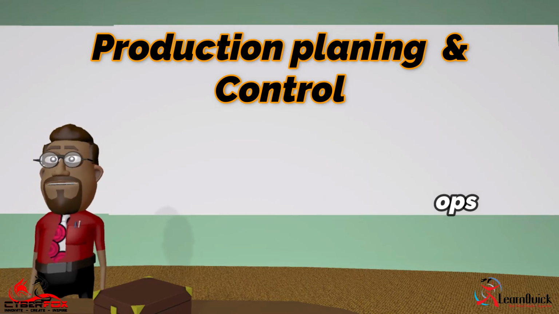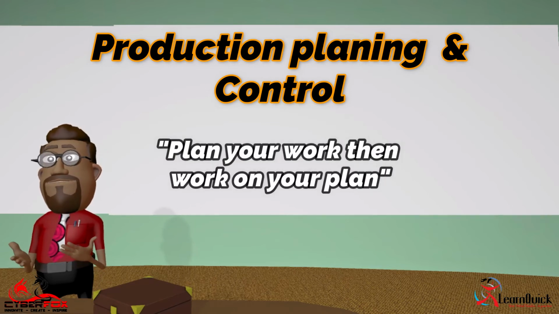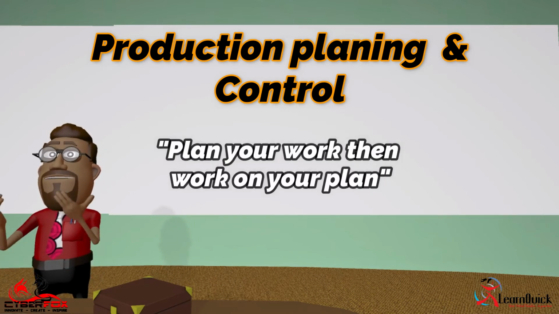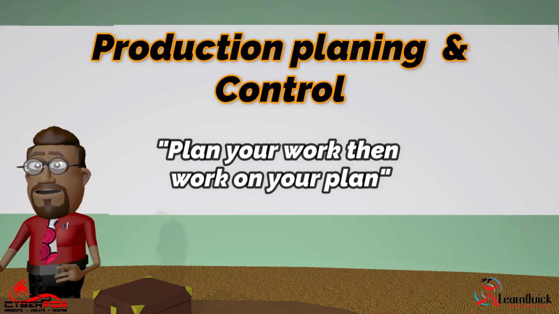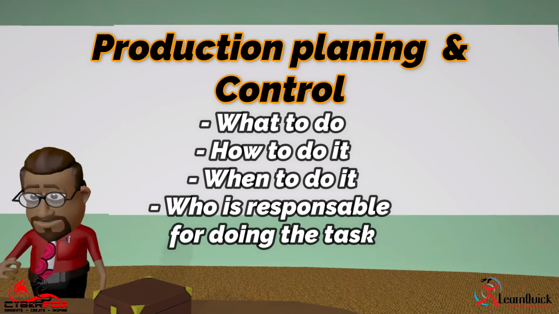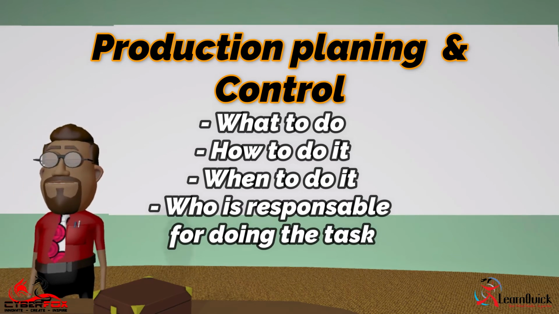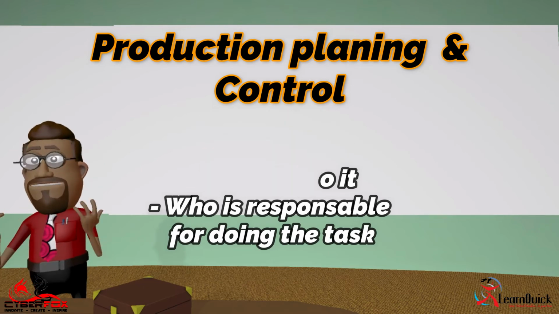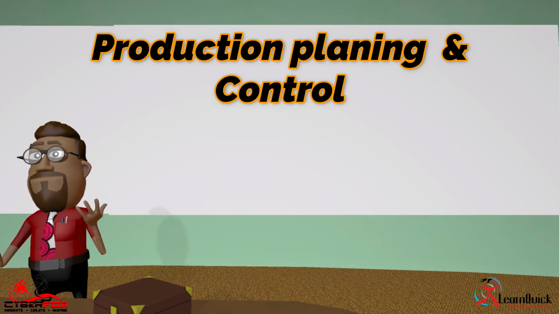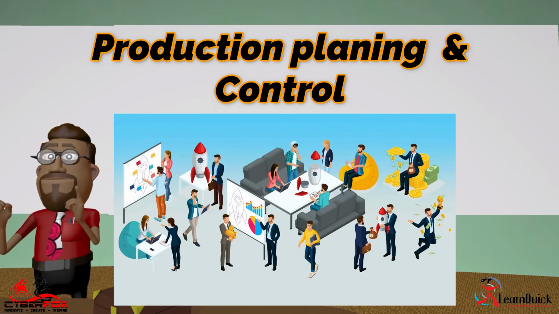The principle of production planning and control lies in the statement, first, plan your work, and then work on your plan. Planning requires you to decide in advance what to do, how to do it, when to do it, and who is responsible for doing the task. Planning bridges the gap from where we are to where we want to go. It makes it possible for things to occur which would not otherwise happen.